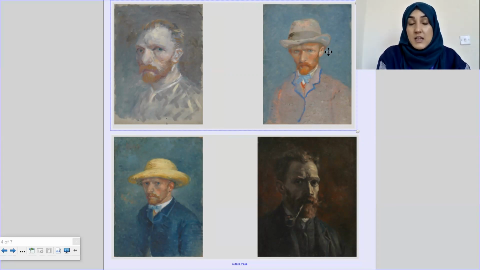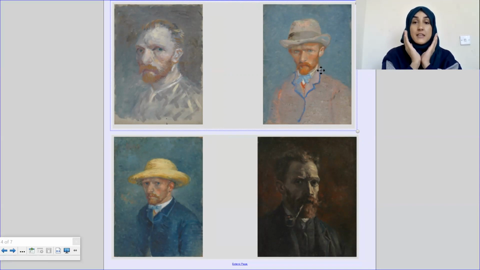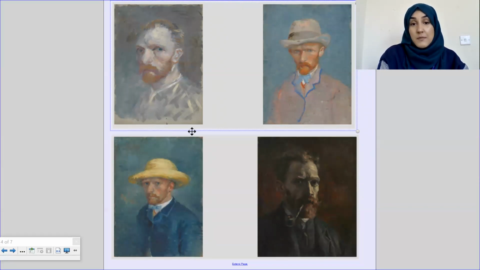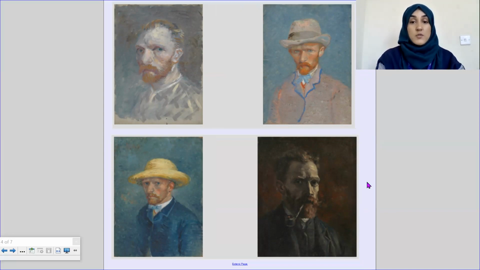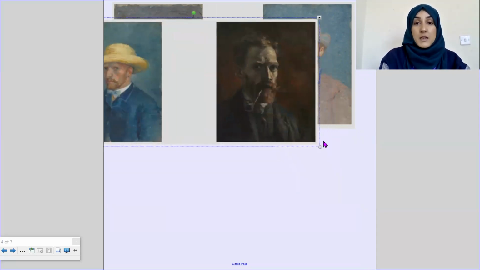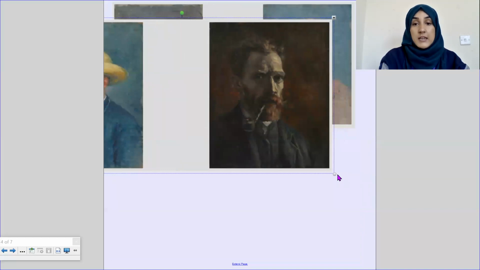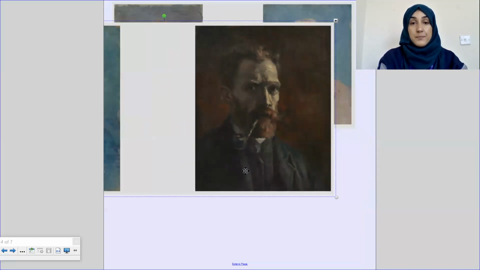How about this one here? His face looks quite slender in these 2 portraits over here. So maybe he had lost some weight when he painted himself, or maybe he was not eating well, or maybe he was traveling. So that's what I noticed from these 2. And then look at this one right here. So I'm going to give you a few seconds to just have a think about this one. And I'll make this one a bit bigger so you can actually see clearly. There we go.